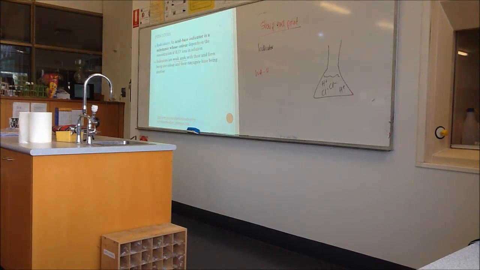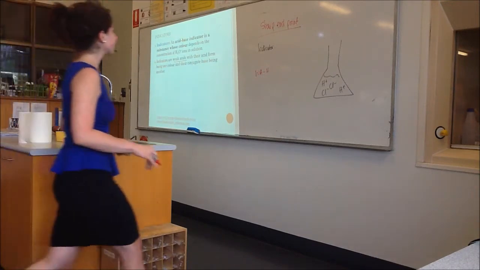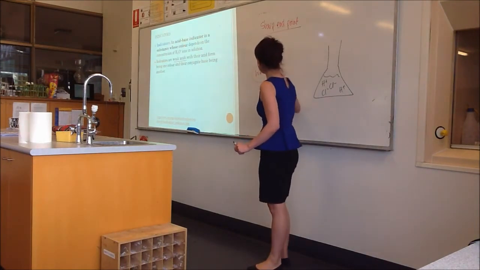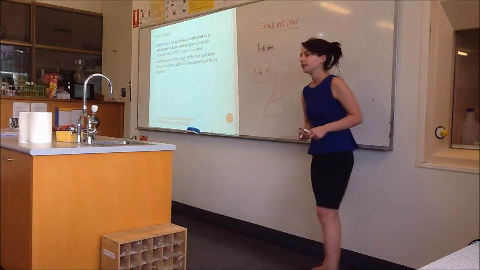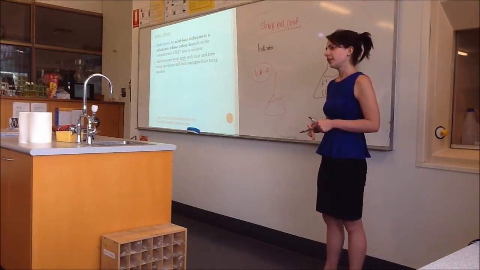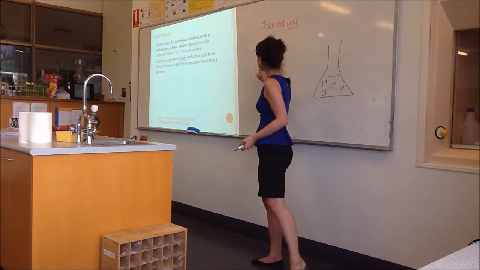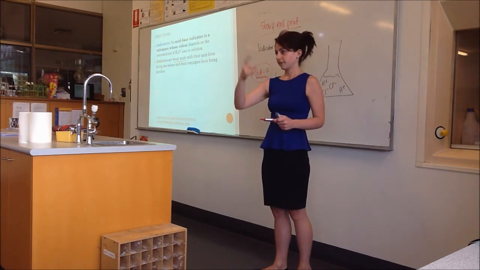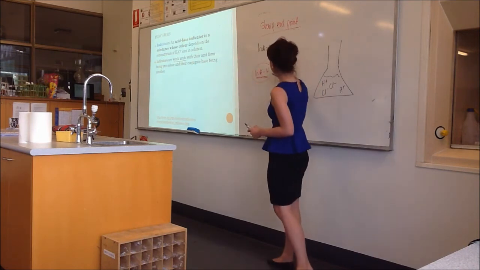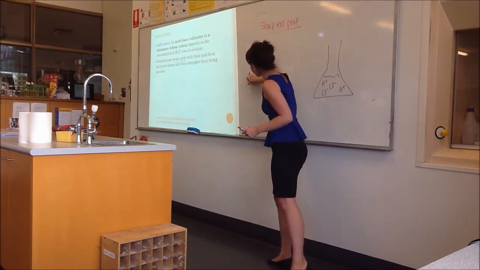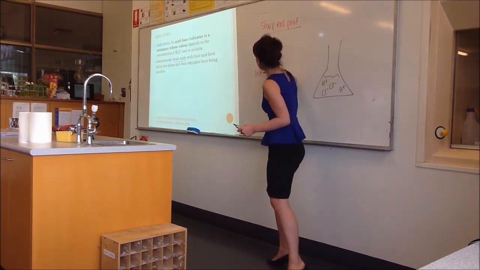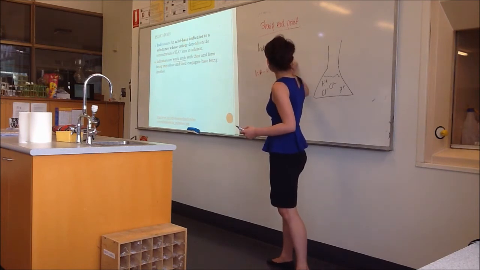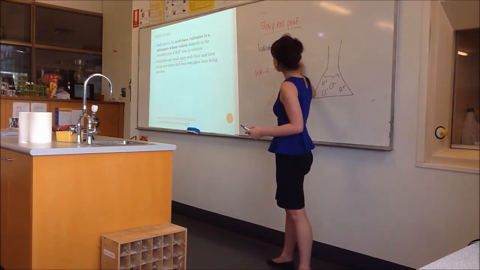Now, if I had a solution of indicator, because it's a weak acid, what would it exist as mostly? Alex? What would it exist as mostly if I had a solution of weak indicator? Mostly water, but I mean out of this, what are the two forms that it can exist as if it's an acid? If it's a weak acid, what will it do in water? What will the arrows look like? Half arrows.